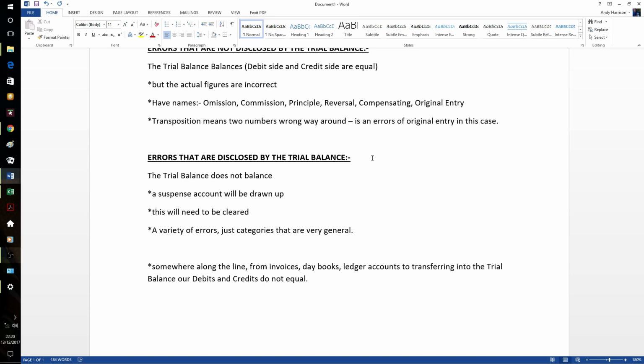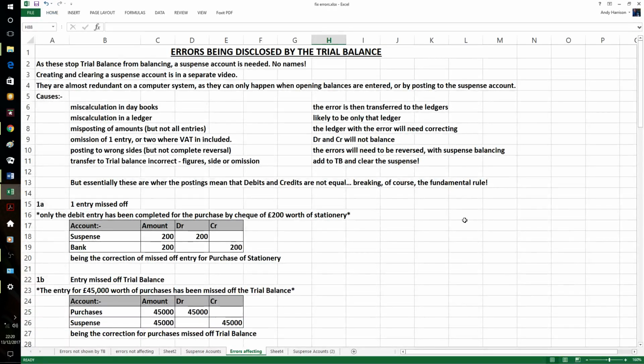A variety of errors, just categories that are very general, and a particular error may actually occur in more than one category. However, somewhere along the line, from invoices, daybooks, ledger accounts, or just transferring into the trial balance, debits and credits do not equal. So what we're going to do is have a look at a whole range of options rather than actually trying to solve everything that can possibly happen. I would mention that creating and clearing a suspense account is in a separate video.